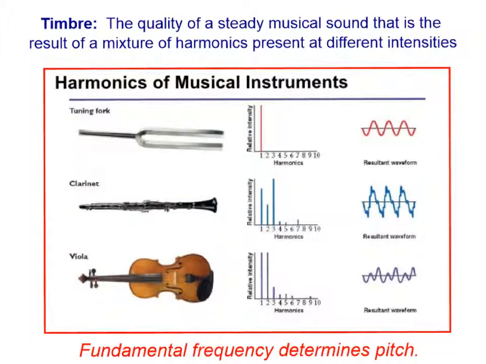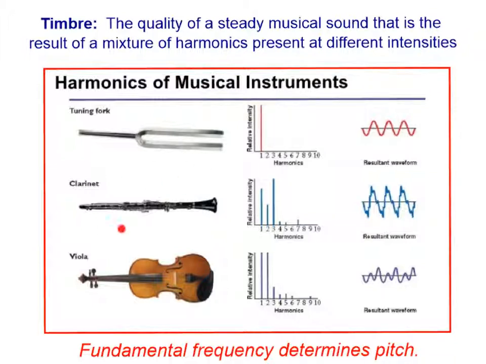So let's say we have a tuning fork, a clarinet, and a viola, and they're all playing the same pitch, the same fundamental frequency, which determines the pitch, and they are playing at the same volume, same intensity. Why do they sound so different? Let's take a look at what's going on. When a tuning fork vibrates at its fundamental frequency, that's all it vibrates at. There are no other frequencies at which it vibrates.